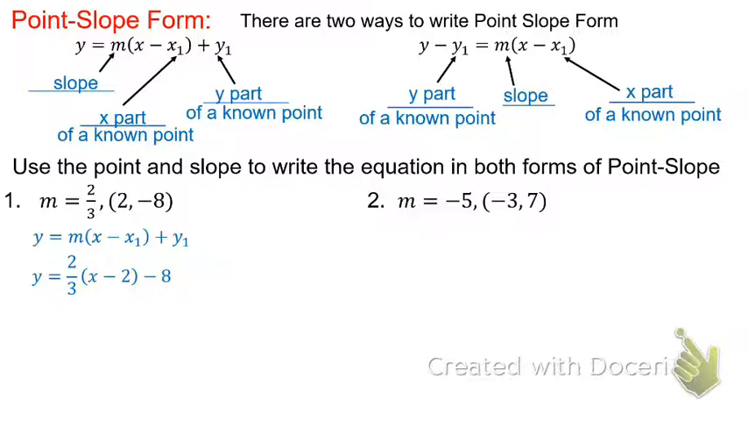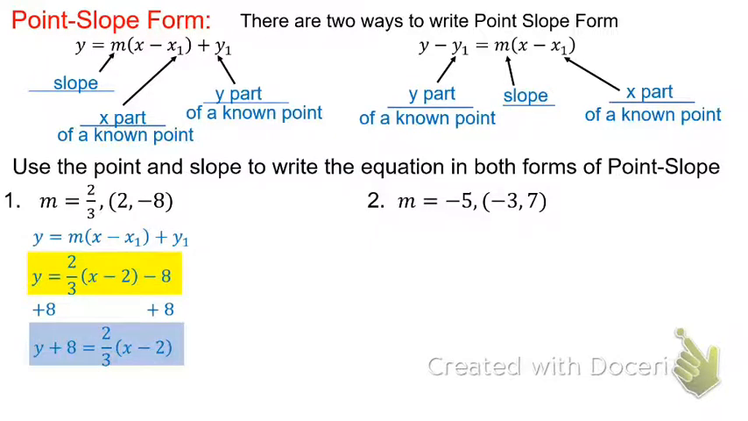Now to get the other form, we're going to move the 8 to the other side. It's already subtracted, which means if we add it to the other side, we'd get y plus 8 equals 2/3 quantity x minus 2, and this is the other form. You write it like the first form, and then you simply move the constant to the other side.